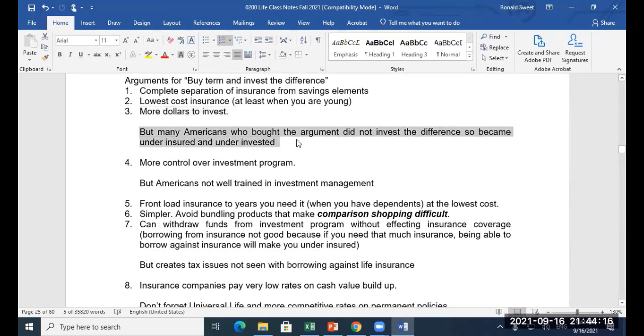Now, the problem with this argument is, while Primerica was winning the argument, buy term and invest the difference, what were people doing? They were buying term and spending the difference. What happens when you buy term and spend the difference 10 years later? Now you don't have any insurance and you don't have any savings. You don't have either one. And I've seen statistics that maybe 80 to 85% of the people were buying term and spending the difference. So that's a pretty serious problem, right? Primerica might be part of the problem in the United States where people are not ready for retirement, because so many people bought into this argument.